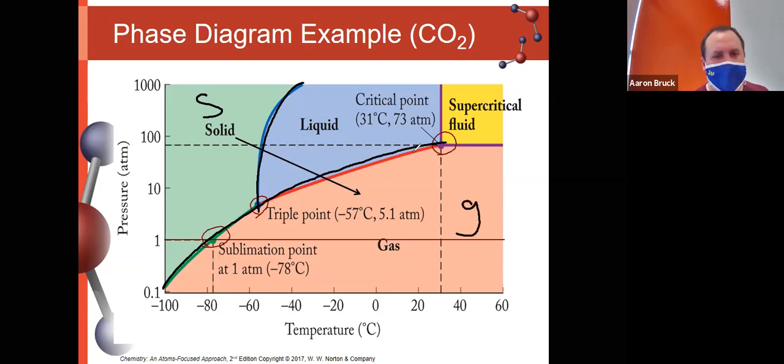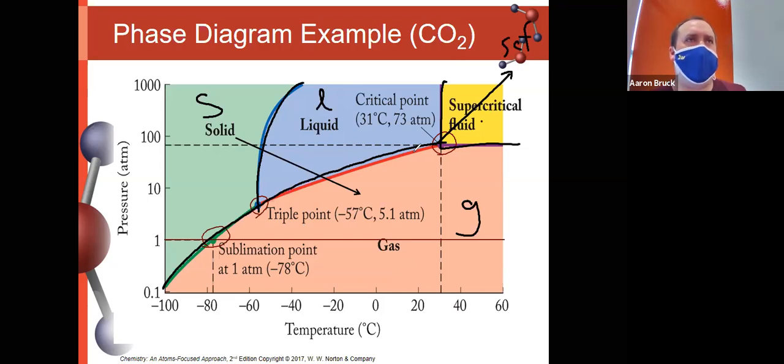Gases tend to occupy the higher temperatures and the lower pressures, because if we increase that pressure, eventually the molecules are going to get close enough to each other that they're going to condense and form a liquid or a solid. Liquids kind of sit here in the middle. They have moderate temperatures, moderate pressures. They're kind of stuck in the middle. And then the supercritical area, well, that's defined by what the critical point is. Supercritical is always going to be to the top right of that critical point.